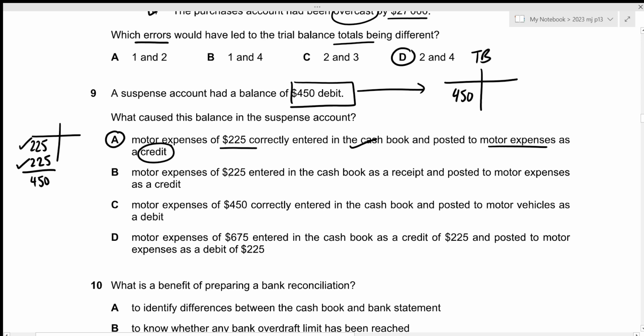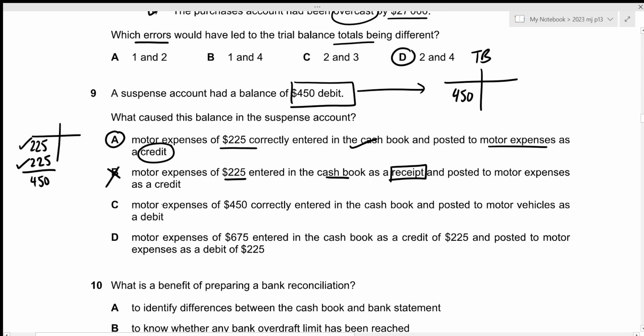Motor expenses of 225 entered in the cash book as a receipt. So this is an expense which should have been entered as a payment, and remember that our cash book is a book of prime entry. So this is an error in the book of prime entry which we can consider as an error of original entry, which will not be disclosed by the preparation of the trial balance. So this will be incorrect.